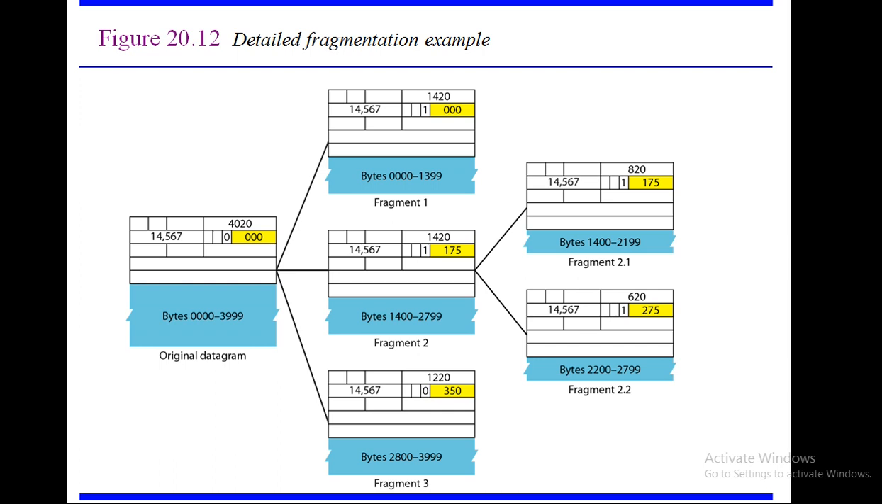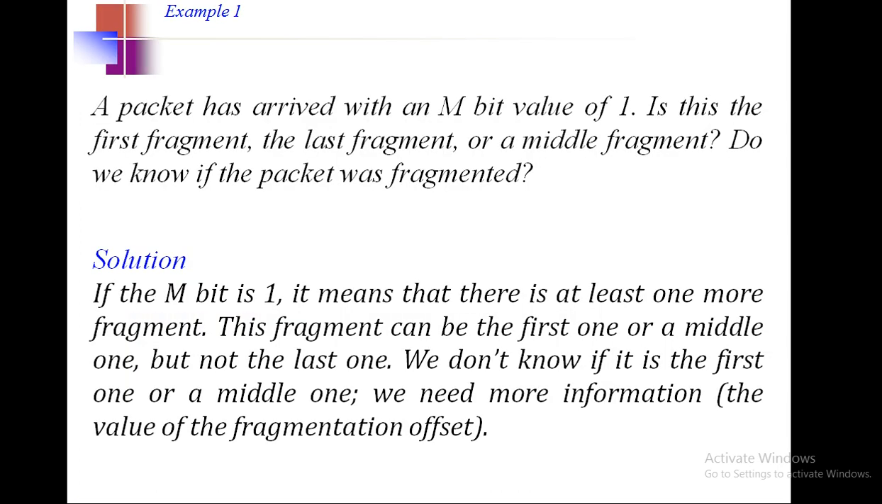2200, if you divide it by 8, you will get 275. So offset will be 275. So this is one example for the fragmentation. This is a very important question which is asked many times. So you should practice this example only, so that you can give this particular example whenever it is asked for a fragmentation example in the exam. Some example problems also we'll see.